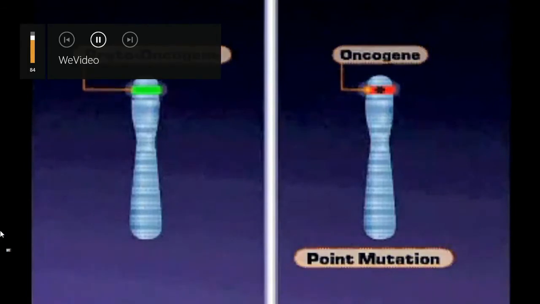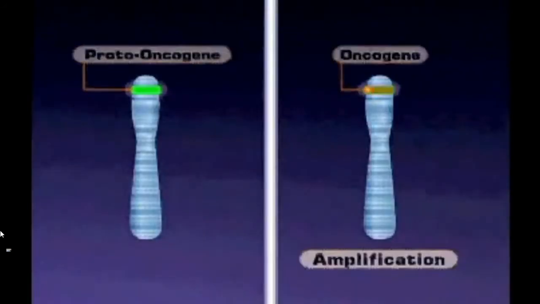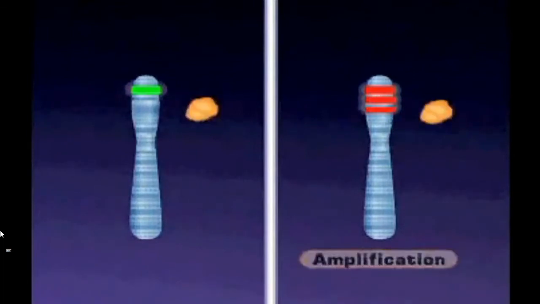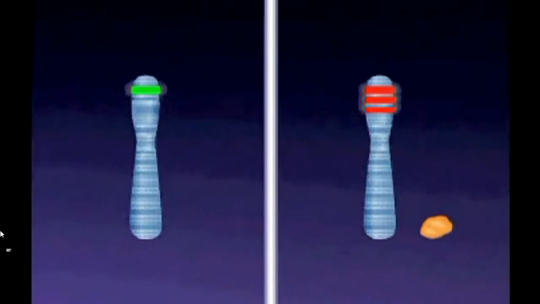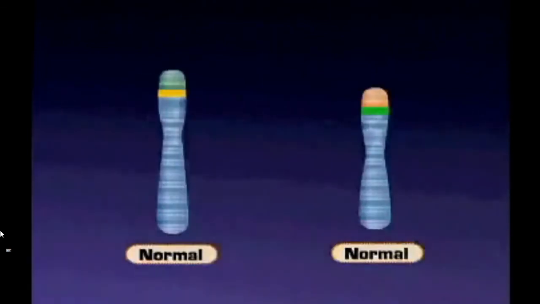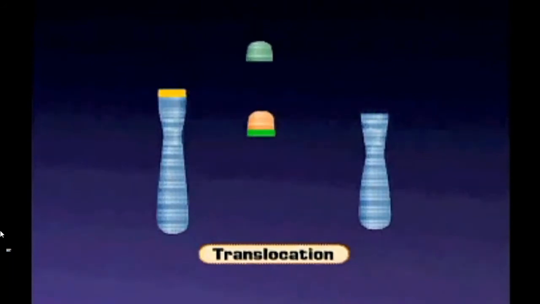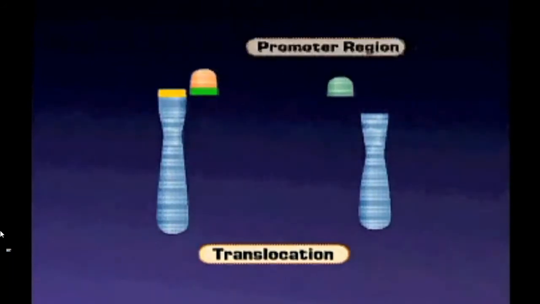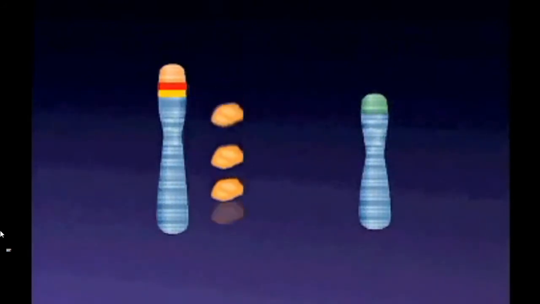Point mutation, the change in a single nucleotide, is just one way proto-oncogenes can become oncogenes. Some cells become cancerous because proto-oncogenes are amplified, a process that greatly multiplies the number of growth-promoting genes, pushing the cell to uncontrolled growth. Other cells become cancerous because the proto-oncogenes are rearranged in a process known as chromosomal translocation. In this process, a gene from one chromosome is stuck together with a promoter region from another chromosome. The resulting fused gene can send a constant stream of growth signals.